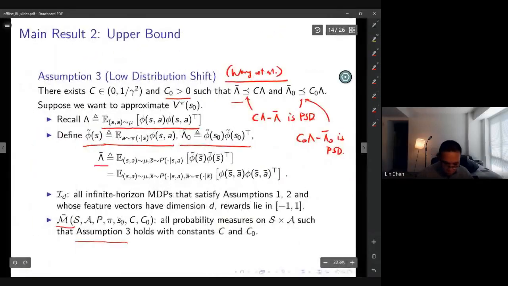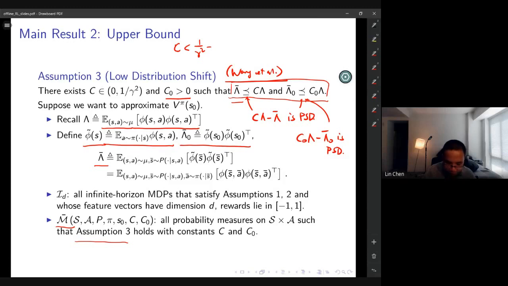Great question. The condition is in assumption 3. We require that C is between 0 and 1 over gamma squared. So C cannot be 1 over gamma squared, and C cannot be 0. We need these two inequalities to hold. And eta is basically how close C is to 1 over gamma squared. So eta characterizes the gap between C and 1 over gamma squared.